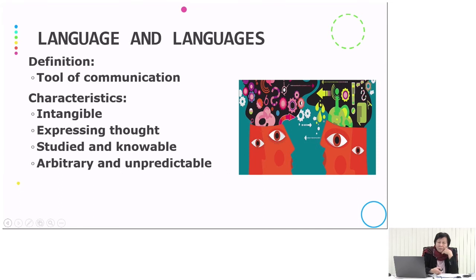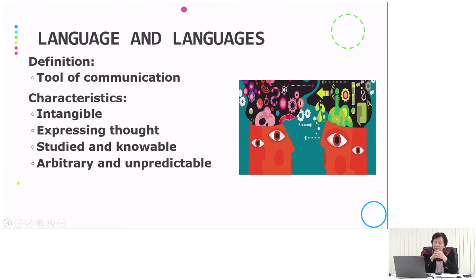See? So language is used that way. So we use language to study and to know. This is why language is studied and knowable.